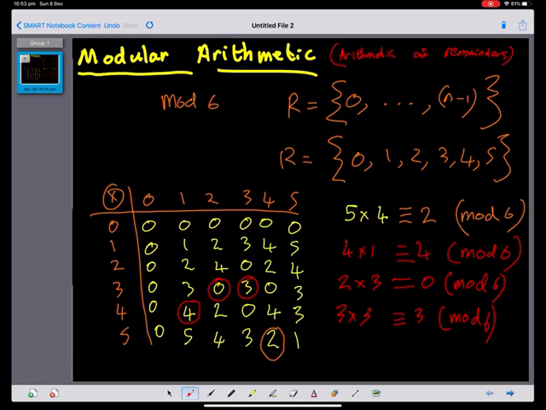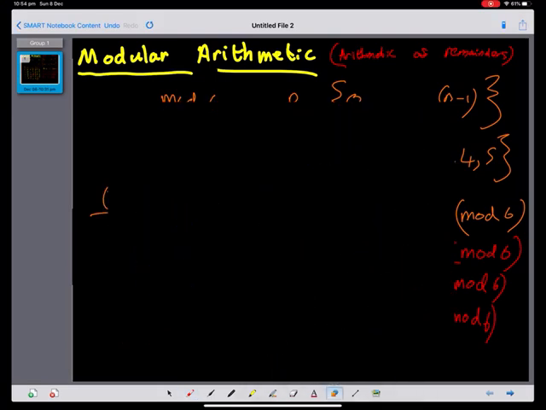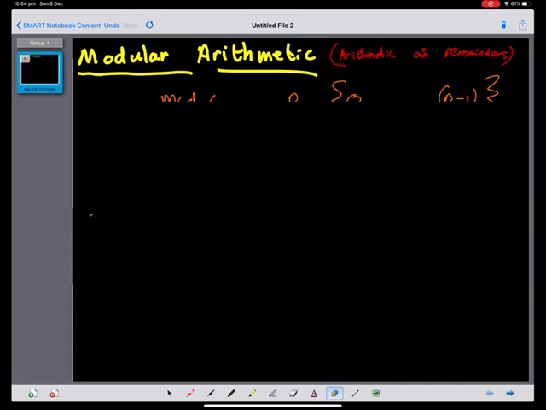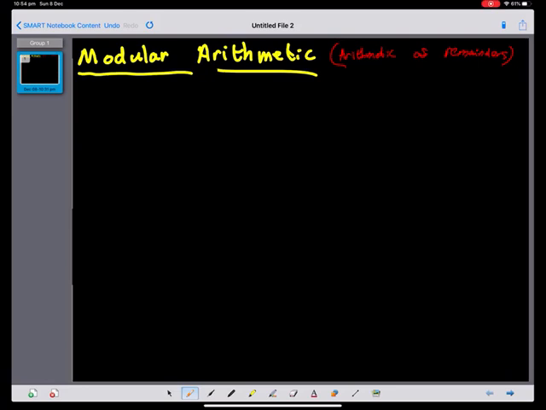Okay, so let's just have a really quick recap and we look at something a little bit more advanced, and that will give us a good introduction to modular arithmetic. Okay, so recap. If two numbers are congruent to each other, we can write A is congruent to B mod n.